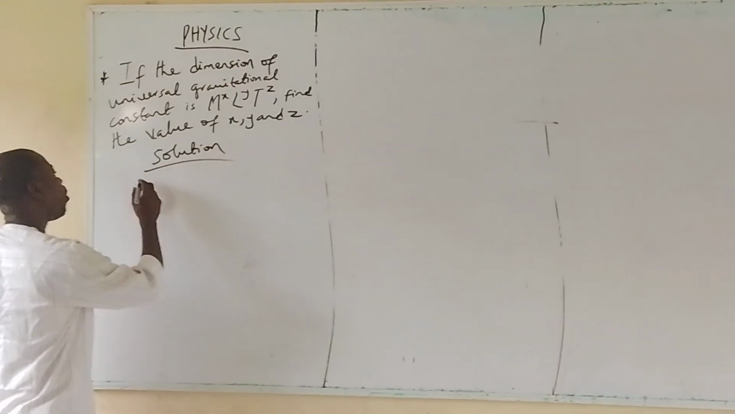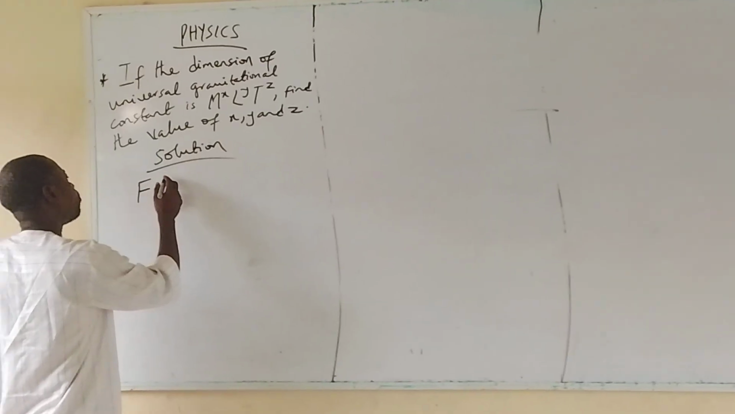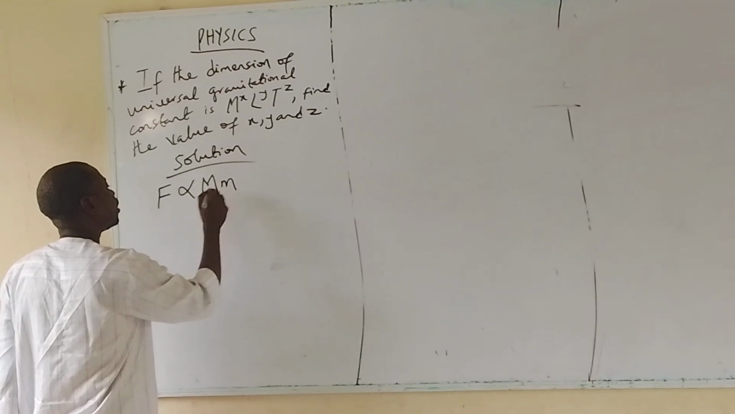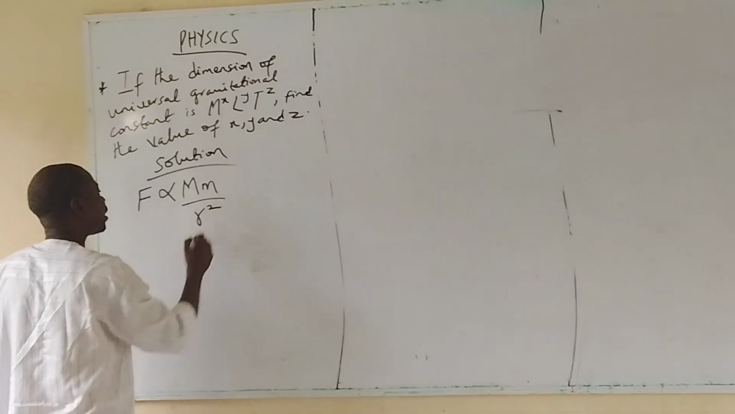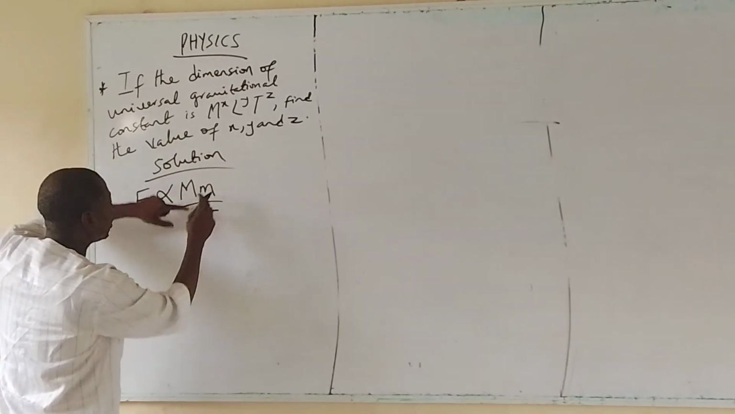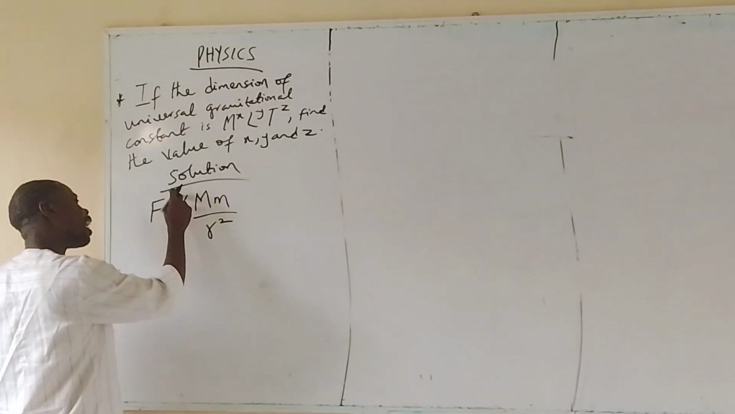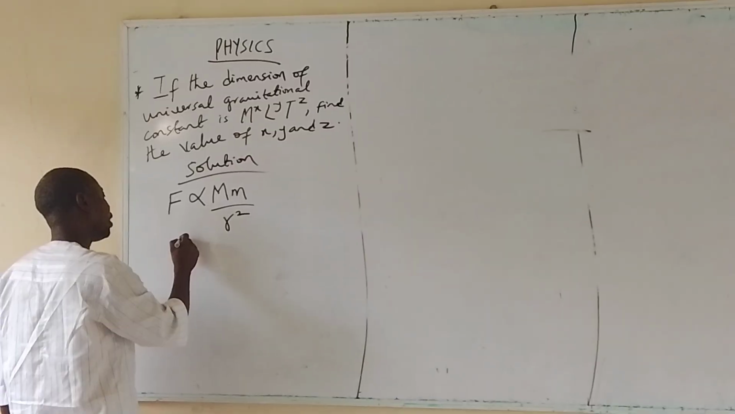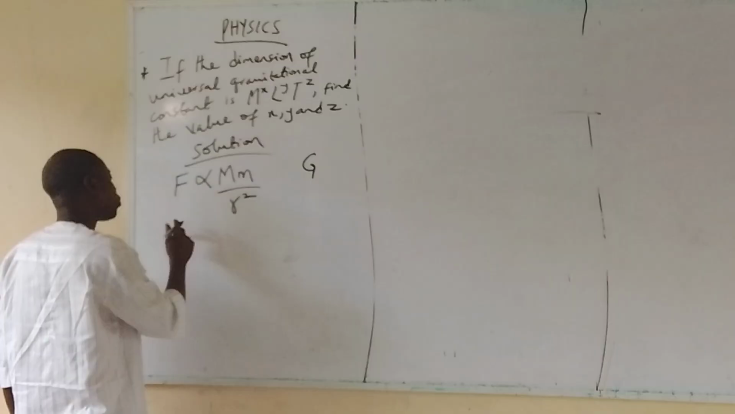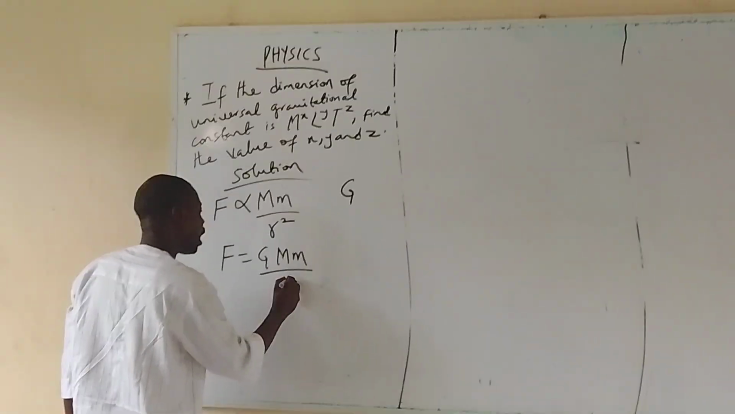I know that from Newton's law of universal gravitation, the force F connecting two masses M and m is directly proportional to the product of their masses and inversely proportional to the square of their distance apart. That is, the force of attraction between two masses is directly proportional to the masses and inversely proportional to their separation. Mathematically, if I remove the proportionality sign, I introduce an equality sign and a constant. The constant required is the universal gravitational constant G. So that means F is equal to G M m over r squared.